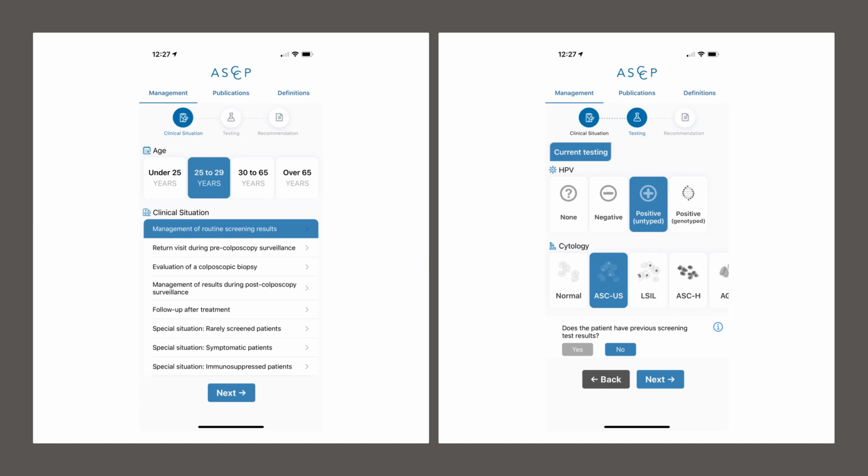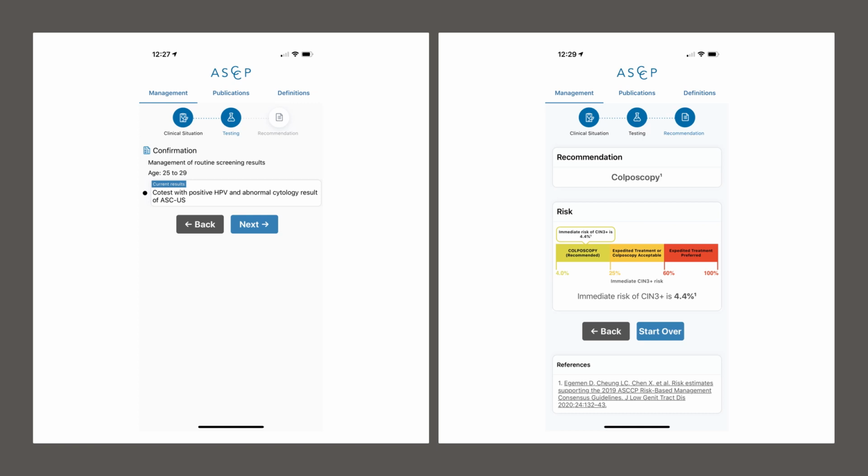So underneath the cytology, you'll see that it has this question, does this patient have previous screening test results? So she does, but because they're all normal, you can go ahead and click no. Although if you wanted to put in her previous ones that were normal, you could. But you can see this can come up in those other clinical scenarios, and we'll do an example of one who has had a previous abnormal in a few moments.